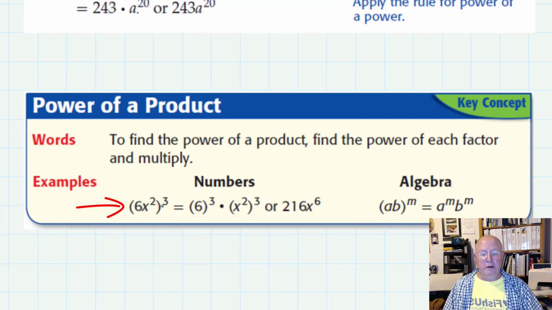6x squared, that quantity raised to the 3rd power. That will break down into the 6 by itself, raised to the 3rd power, times the variable quantity, x squared, that raised to the 3rd power. Or 6 to the 3rd is 216, x to the 2 times 3, which is x to the 6th.